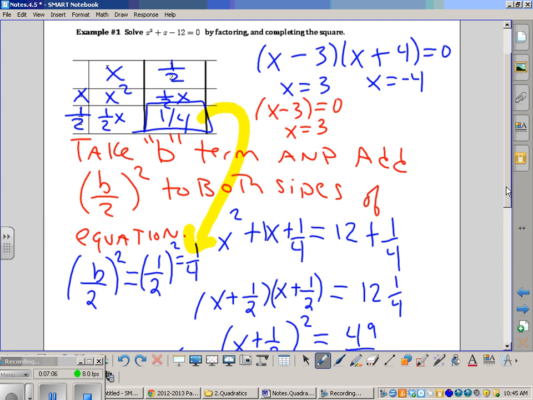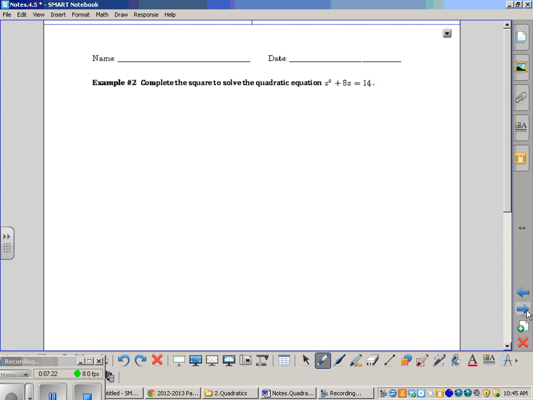So to review or summarize, completing the square is a great way to solve a quadratic, and an even better way to transform a quadratic into vertex form. Let's do another one. Number 2. Complete the square to solve a quadratic equation.